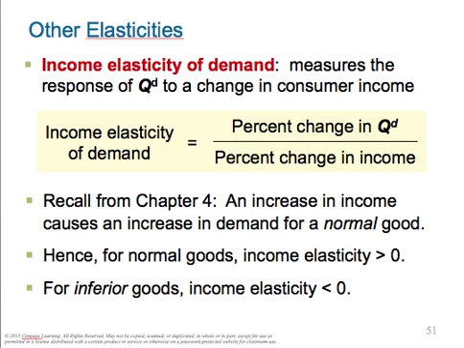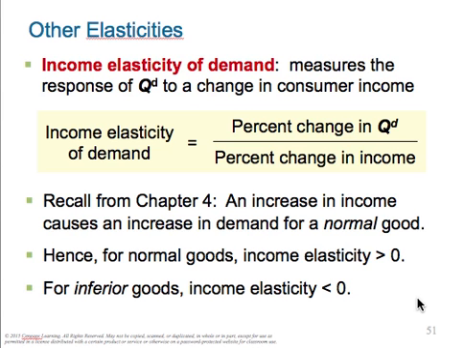So income elasticity of demand is the percent change in quantity demanded over the percentage change in income. Hopefully for your sakes, you get your degree and you get a percentage change in income. It'll go up. There are some things that you're going to want some more of. Recall from chapter 4, an increase in income causes an increase in demand for a normal good. Hence, for normal goods, income elasticity is greater than 0. Meaning, as you get more money, you're going to want more normal goods. Normal goods are those things you consume more of when you get more money: dinners out, electronics, that type of thing.